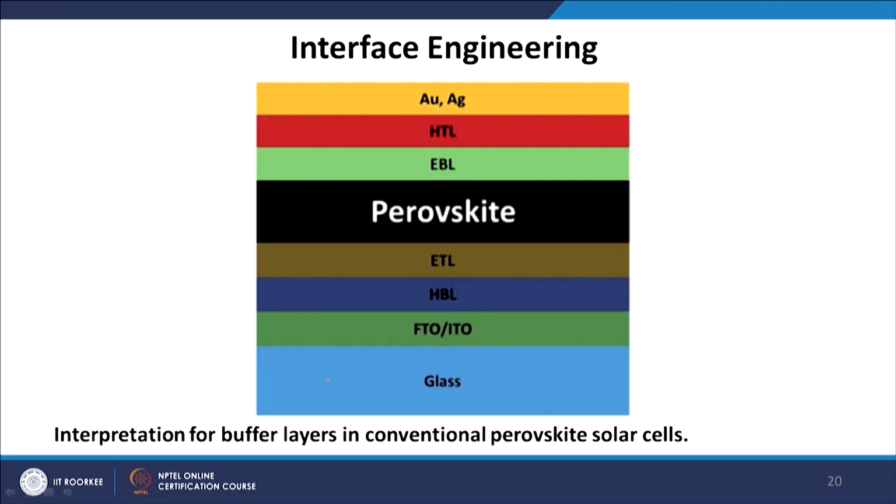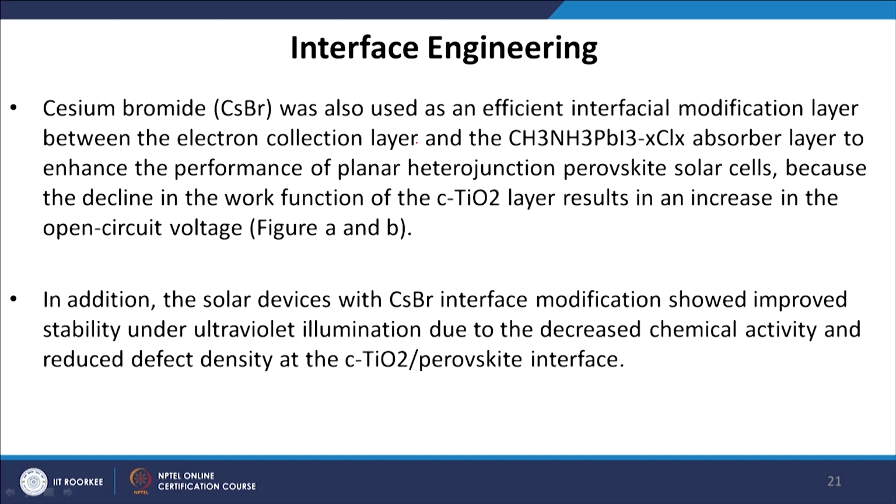For example, here we are showing the interface engineering. You can see that on the ITO substrate we put a hole blocking layer and an electron transport layer, and then we put a perovskite layer, and on the top we have an electron blocking layer and then the hole transport layer. Cesium bromide was also used as an efficient interfacial modification layer between the electron collection layer and the CH3NH3 lead iodide chlorine absorber layer to enhance the performance of the planar heterojunction perovskite solar cell.